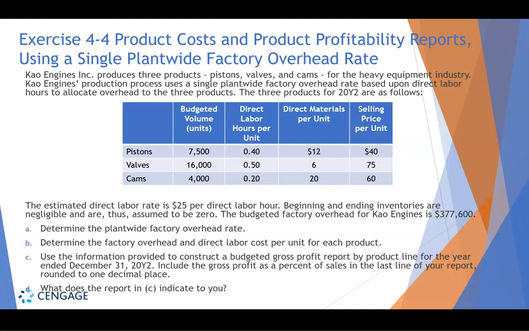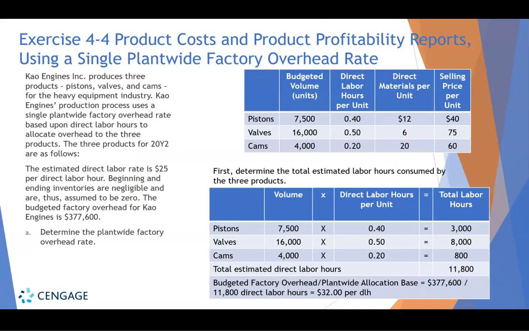So it's telling us here that the estimated direct labor rate is $25 per labor hour. Beginning and ending inventories don't matter, so we're going to say they're 0. And we expect the budgeted factory overhead to be $377,600. So the first thing we're going to do is determine the plant-wide factory overhead rate.